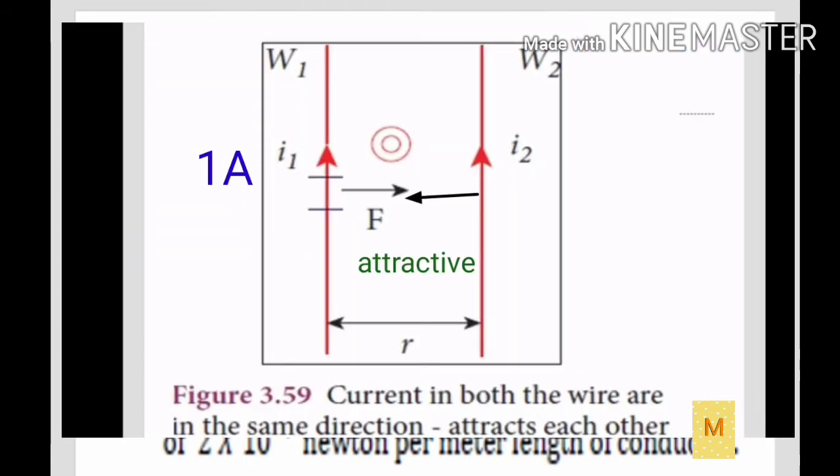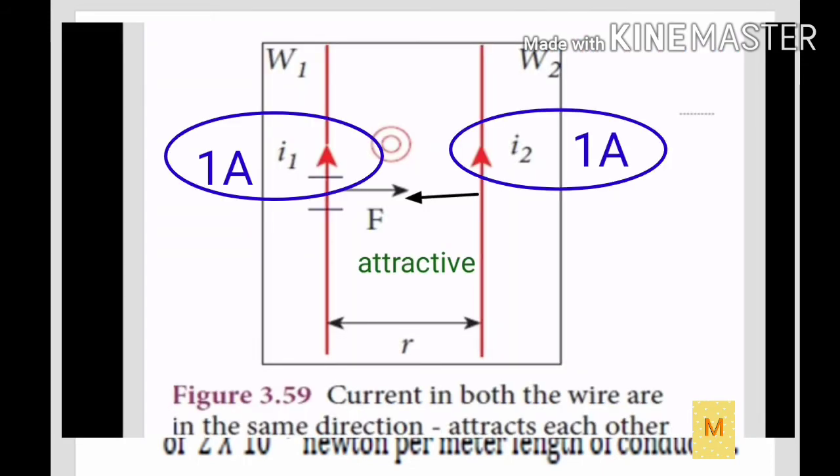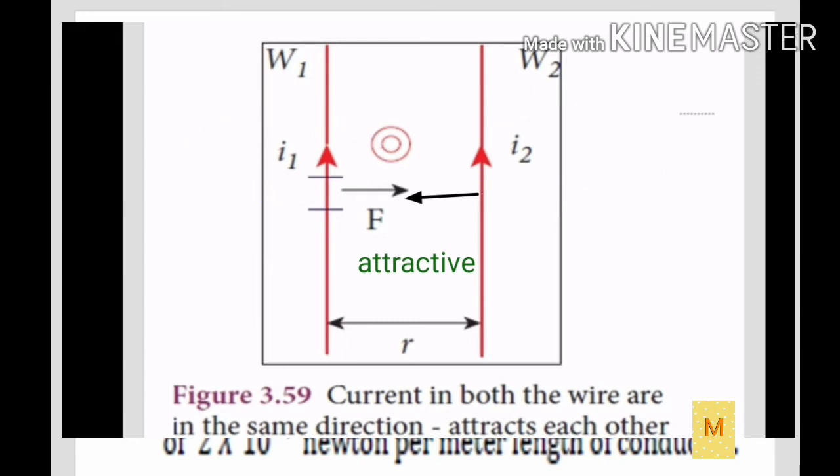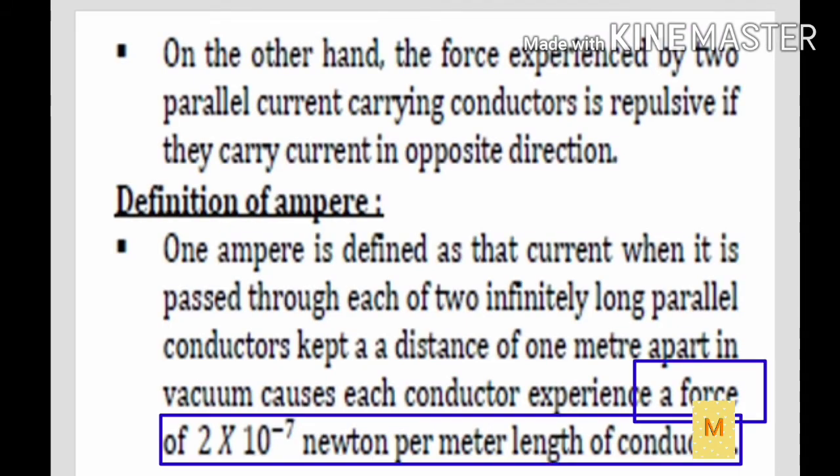Next one is the definition of 1 ampere. 1 ampere is defined as the current which, when passed through each of two infinitely long parallel conductors kept at a distance of 1 meter apart in vacuum, causes each conductor to experience a force of 2 into 10 power minus 7 newton per meter length of the conductor.